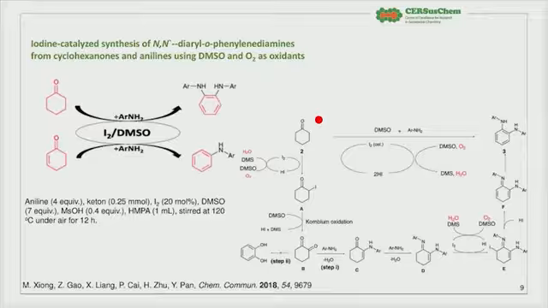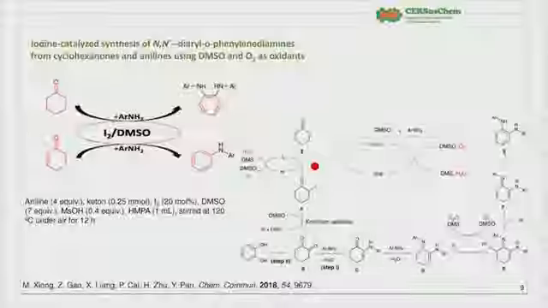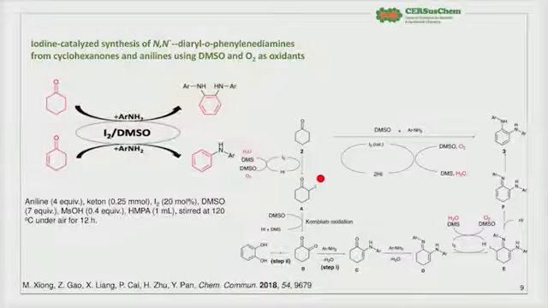In this transformation, what they propose by mechanism is that the first step is similar to the previous slide. The alpha iodination takes place in the presence of a catalytic amount of iodine and oxygen in DMSO. In the second step, via Kornblum oxidation, we get access to the diketo species B.